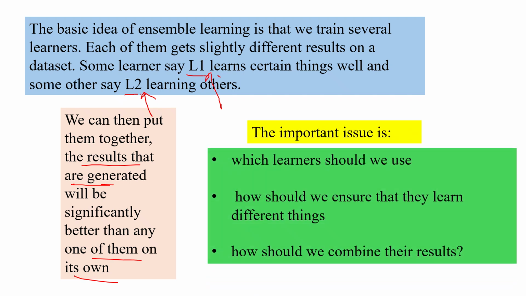But there are issues. What are the learners we would want to use? Then how do we ensure that these learners are learning different things? Otherwise, we would have duplication, which would not add to the learning. And then how to combine the results? We'll see very shortly.